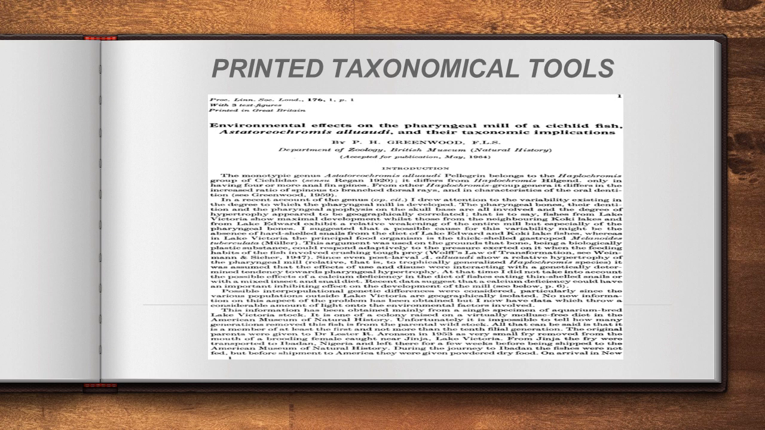So what are all the classical taxonomical tools? Taxonomical keys, museum, zoological park, marine park, as well as printed taxonomical tools. Okay, so these are all helping for the analysis of animals. Is it clear? Let us go for the next one.